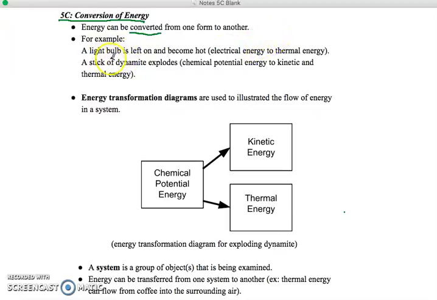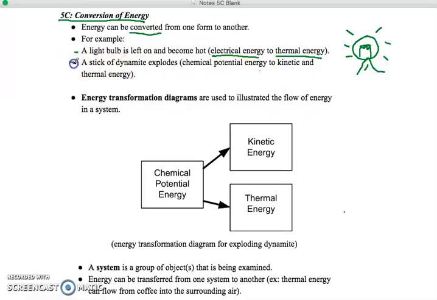For example, a light bulb is left on and becomes hot. This would be a transfer of energy, from electrical energy to thermal energy. So you have a light bulb giving off light. When that happens, some amount of heat is generated, so some of that electrical energy is going to become thermal energy if you leave it on for long enough.